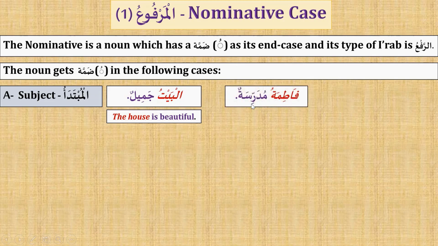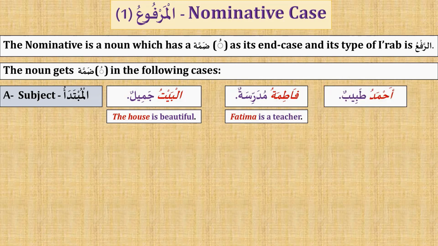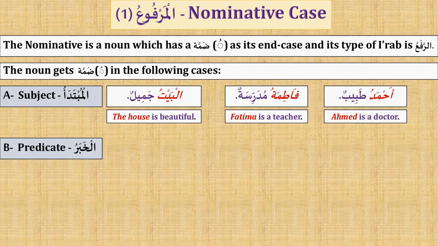Next example, Fatimatu mudarrisatun, Fatima is a teacher. The first word, Fatima, is mubtada, subject. It must end with dhamma. And the next example, Ahmadu tabibun. Ahmad is a doctor. The noun Ahmad is mubtada and it must end with dhamma. Ahmadu.